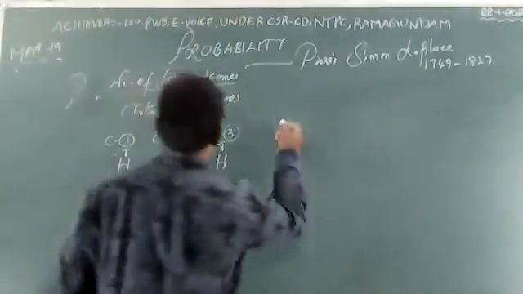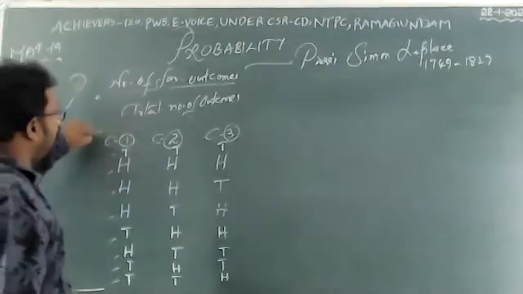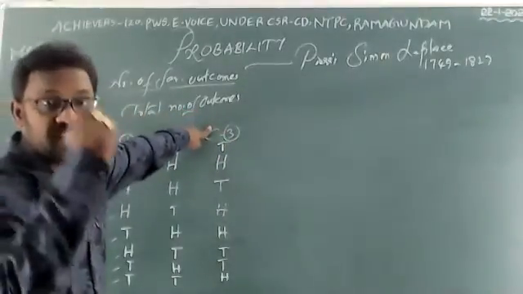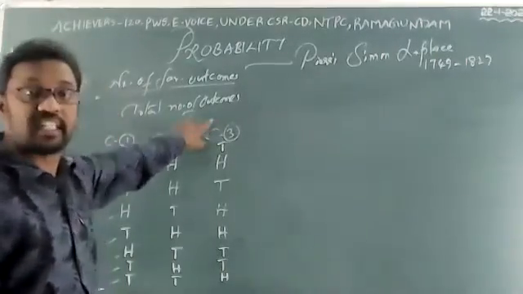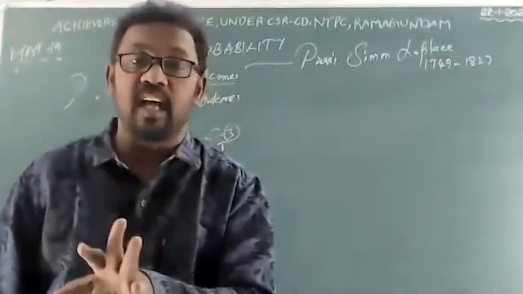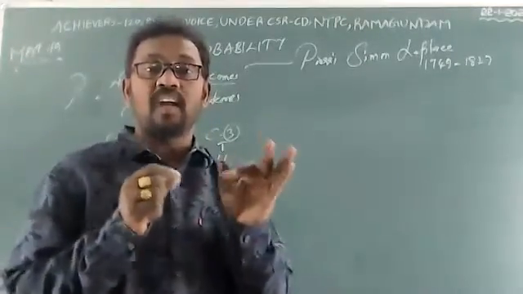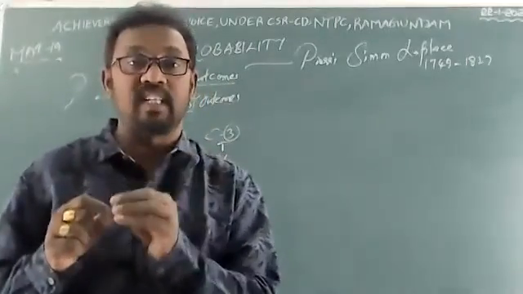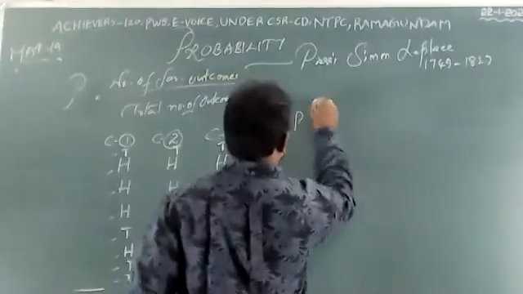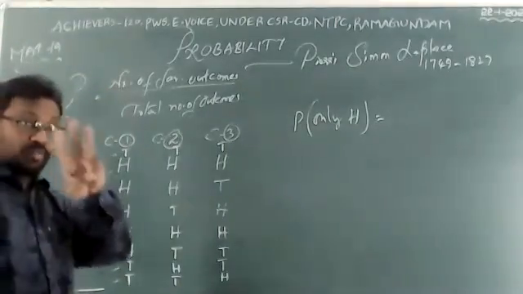Let us see here. The question will be like this: if 3 coins are there, what is the probability of getting only heads in 3 coins? Do you understand the question? What is the probability of getting only heads in 3 coins? Only heads. What is the formula?